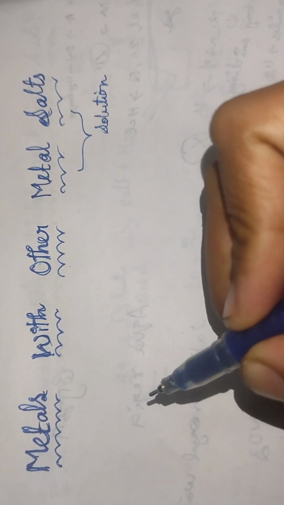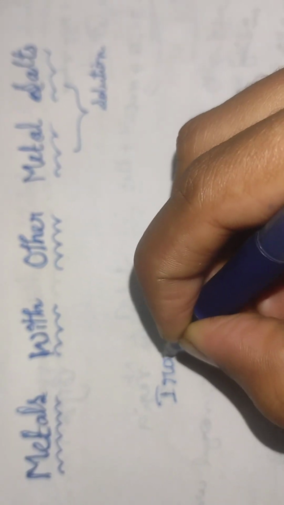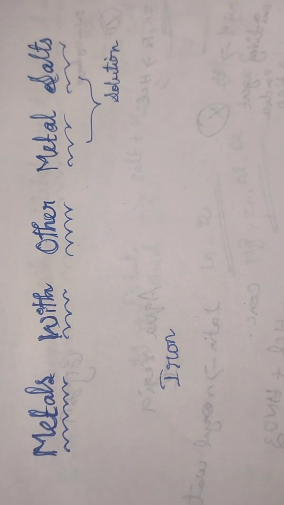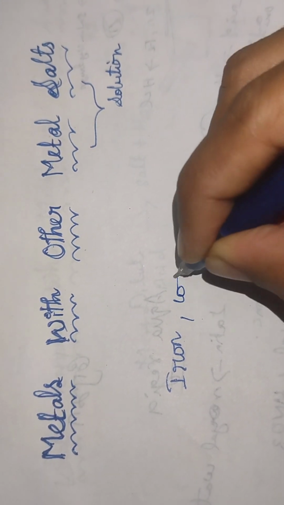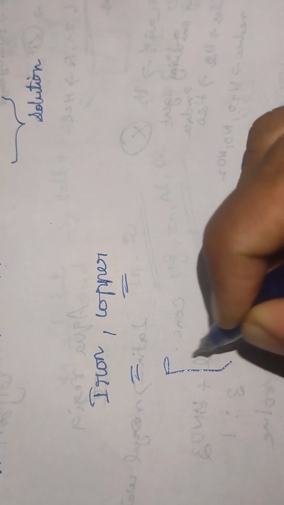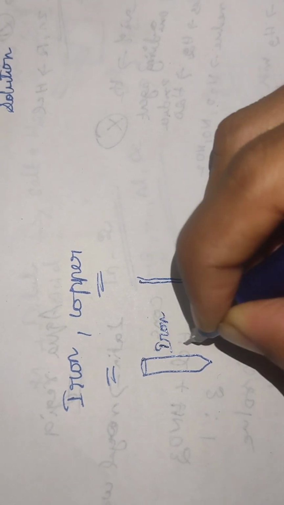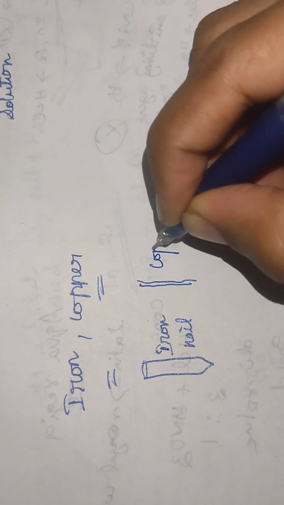Now I'm going to take two metals here. What are the metals? Iron and copper. These two I am going to take: iron in the form of an iron nail and copper wire. These two metals I am going to react with the other metal salts.